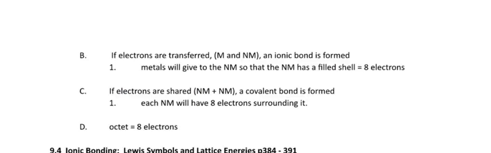So if the electrons are transferred, if you have a metal and a nonmetal, an ionic bond is formed. Metals will give to the nonmetal, so the nonmetal has a filled 8 electrons. If electrons are shared, each nonmetal will have 8 electrons around it. And again, what's an octet? 8 electrons. And I'm going to stop right here.